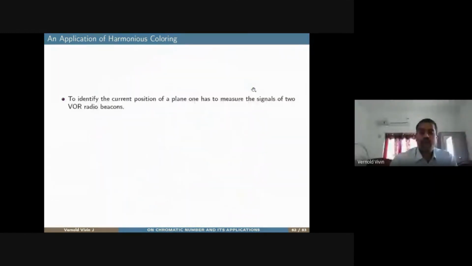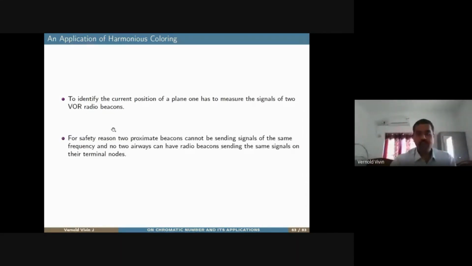To identify the current position of a plane, one has to measure the signals of 2 VOR radio beacons. So 2, because 2 radio beacons will have 2 different values, 14 and 13, okay, 13 and 14. So this is what I have said. For safety reasons, 2 proximate beacons cannot be sending signals of the same frequency, and 2 different airlines can have different beacons sending the same signals on their terminal nodes.